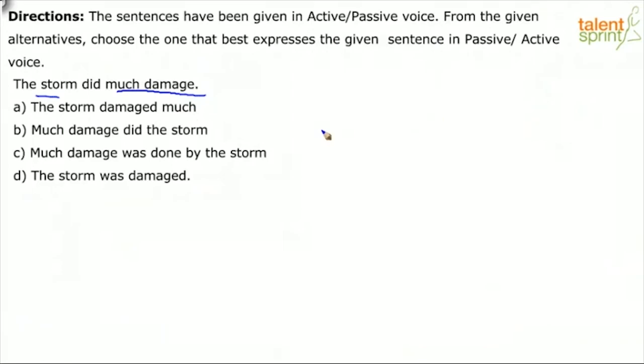You usually have the passive subject first, and then you have the action verb, whatever was done, right? In this case, the action word is did, right? And then you have by and the active subject, which is the storm in this case, right?